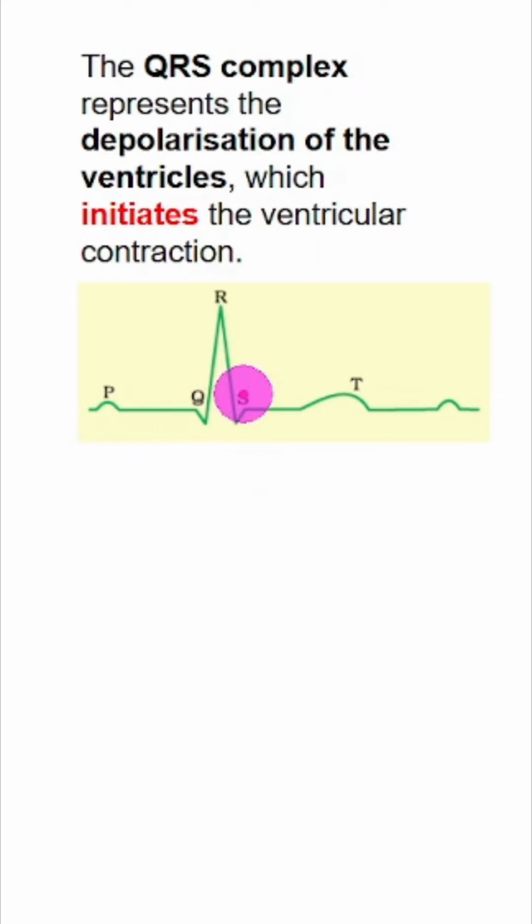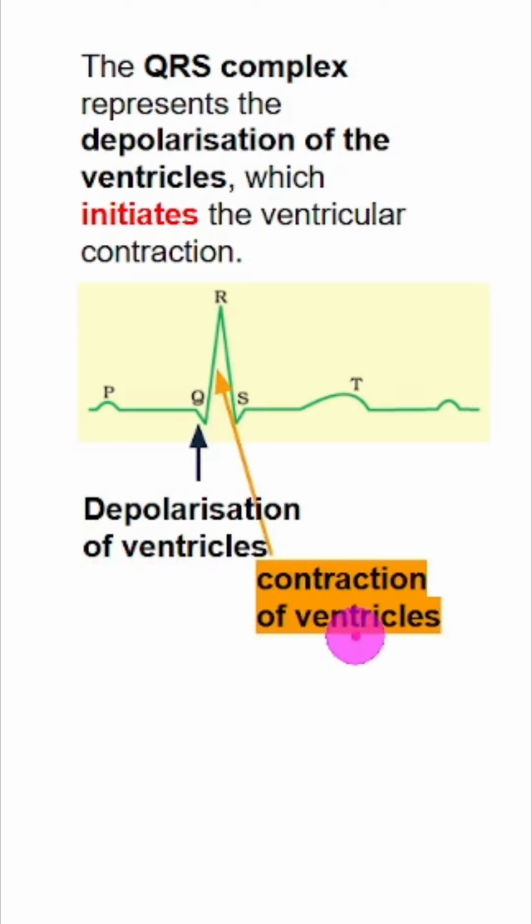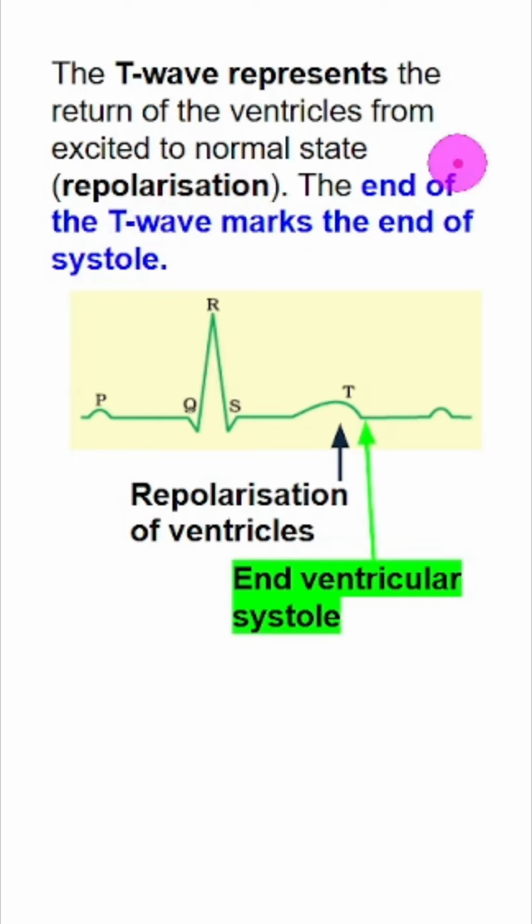So QRS peak represents depolarization of ventricles. And just like atria, contractions of ventricle will begin after the Q wave. The contraction starts shortly after Q. Then T wave represents return of the ventricles from excited to normal state. And end of T wave indicates end of ventricular systole.